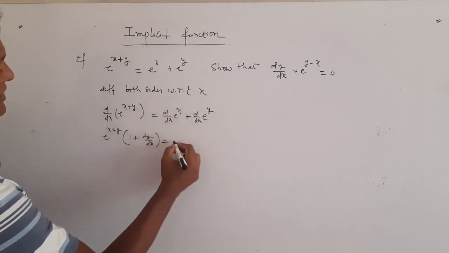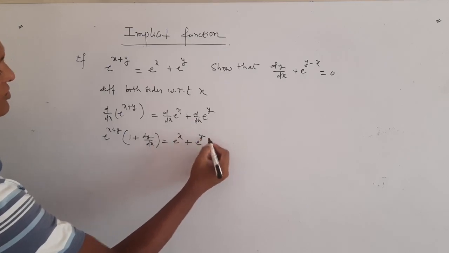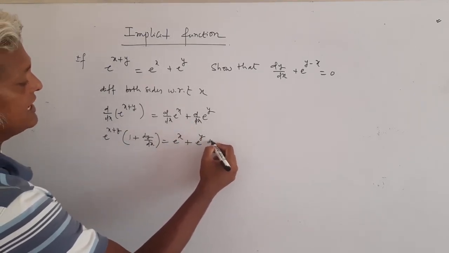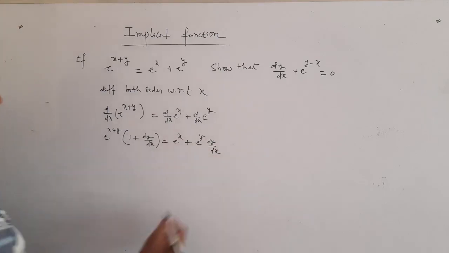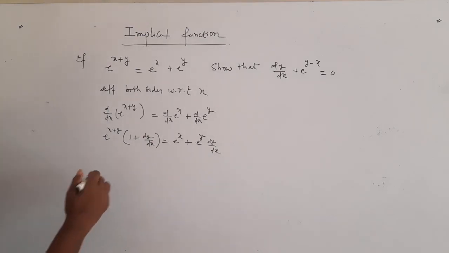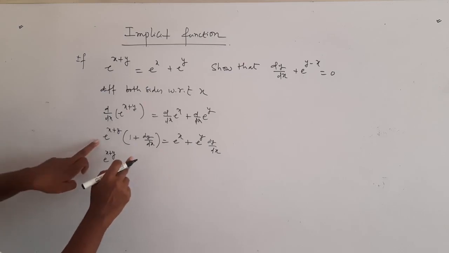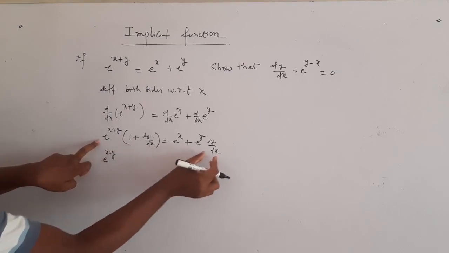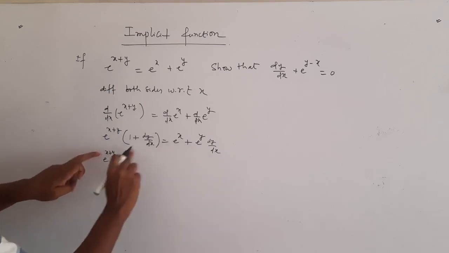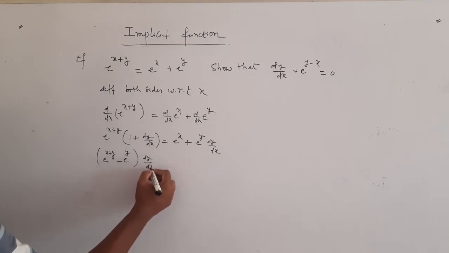Now differentiation of e to the power x is e to the power x, and differentiation of e to the power y is e to the power y, and since you are differentiating a y function with respect to x, you just attach dy by dx. Now we have a dy by dx term here and a dy by dx term there, so we have to keep them together. So I write e to the power x plus y into this term, and I take this one on this side, so I write minus e to the power y. Since both terms contain dy by dx, I will write dy by dx.